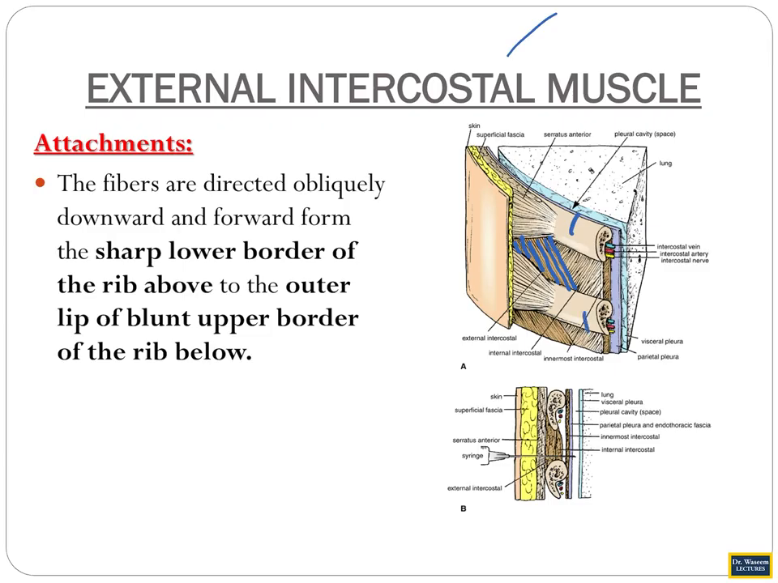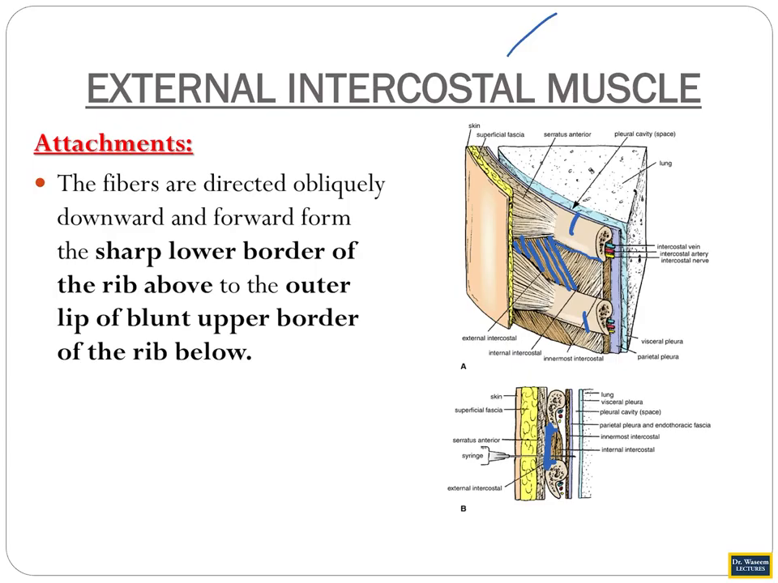Rib above means it will take origin from where? It will take origin from the sharp inferior border of the rib above and be inserted here to the blunt superior border. But which part of the blunt superior border? If you see here, the outer part of the blunt superior border of the immediate next rib here. So you can say from the inferior border of your rib to the sharp outer surface of the blunt superior border of the next rib.